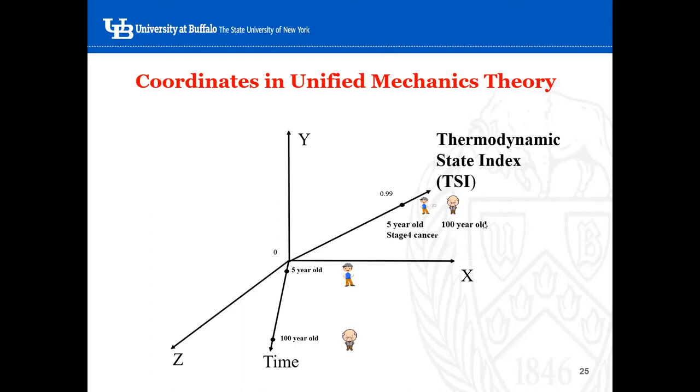And then the 100-year-old person is also very sick and is expected to die very soon. On this axis, the thermodynamic state index axis, because this can only go between 0 and 1, they are equal. They are both at 0.99, even though they are at different points on the time axis. They are at the same point on this axis, because the information that is represented by this axis cannot be represented in the Newtonian space.